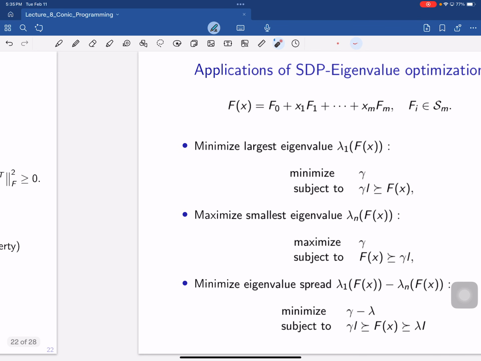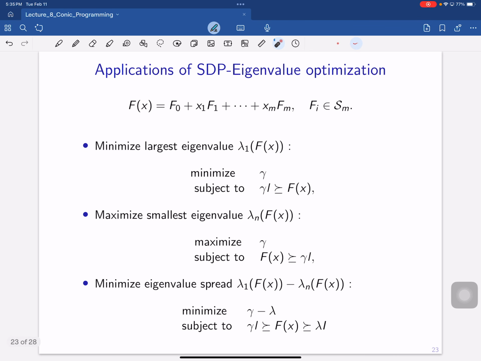Now let's talk about some applications of SDP, right? So let's suppose you can write the PSD cone in a conic program, what can you get from that, right? So the first application is you could minimize the largest eigenvalue of some, this is called a linear matrix inequality.